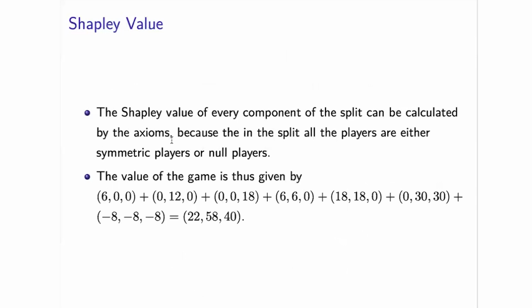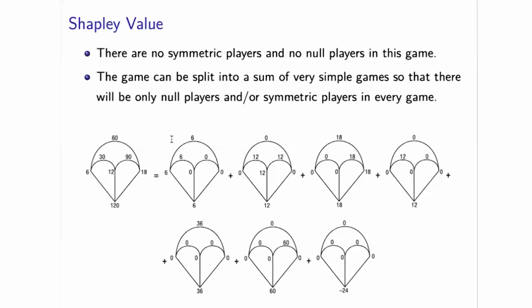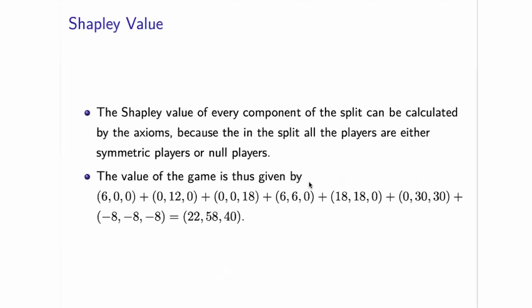And how can we do that? Because in all the splits that we are considering here, all the players are either null players or symmetric players, right? So we can use basically axioms 2 and 3 there. And where are we using axiom 4? Because basically we are adding up all these things to get the Shapley value of the original game.